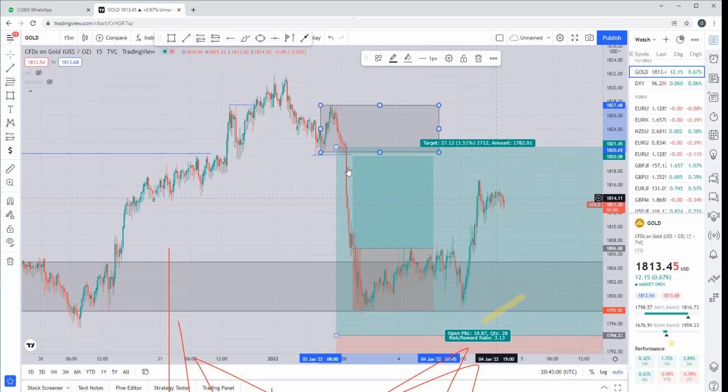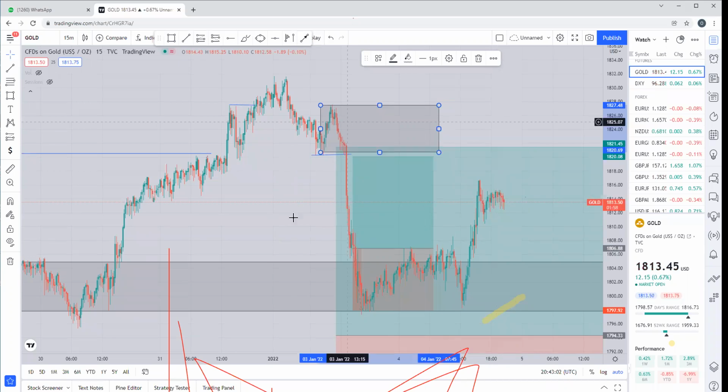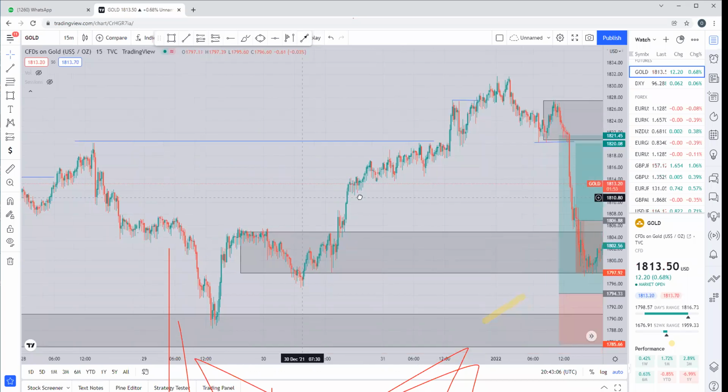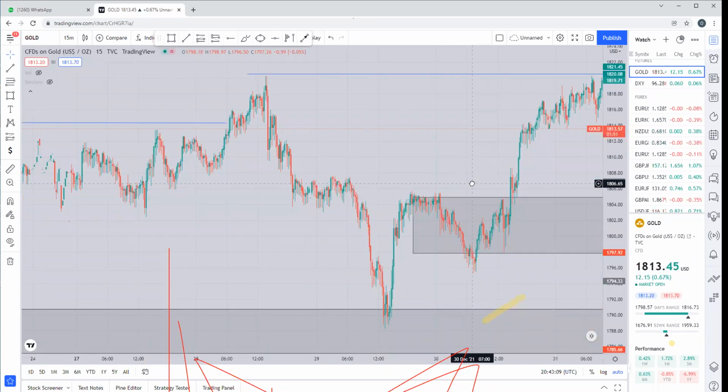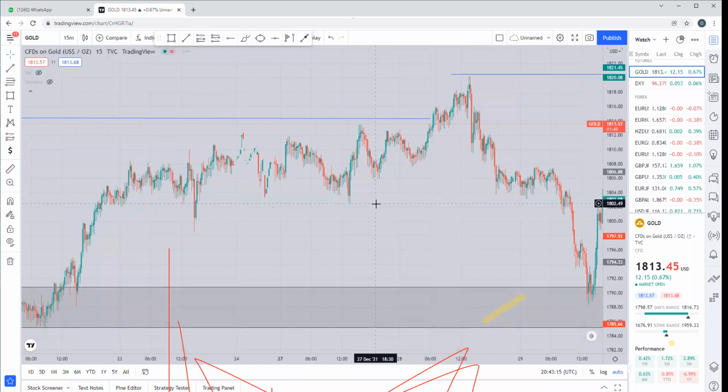So I'm going to be waiting for the market to get up here, and when the market gets up here, that means the market is obviously reacting to something. So the market moves from zone to zone. It's always looking for that zone that it needs to react to and to respect.